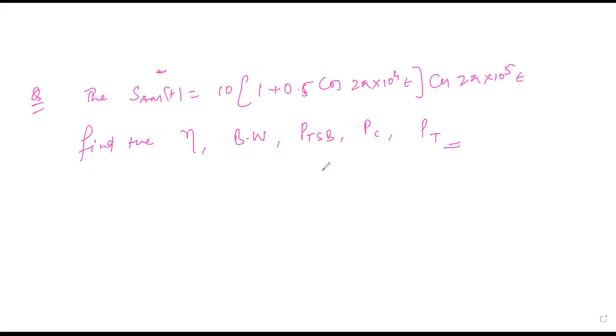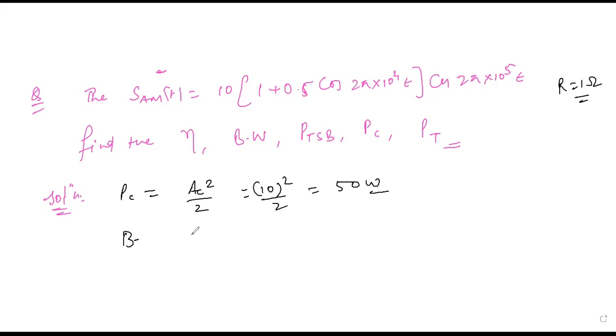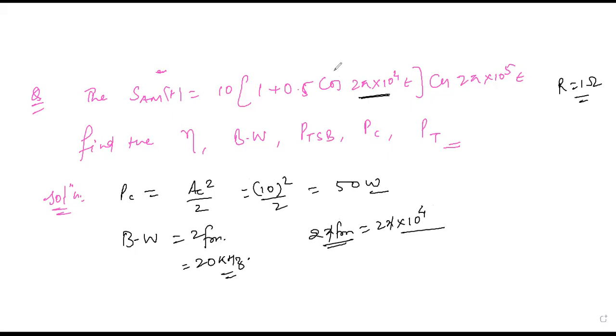Now, what will be the carrier power? PC equal to AC square by 2. Here we assume R equal to 1 ohm. So AC square by 2 is 10 square by 2, which is equal to 50 watt. Bandwidth is twice of FM. So 2 pi FM equal to 2 pi into 10 to the power 4, so twice of FM is 2 into 10 to the power 4. This is 20 kilohertz. So bandwidth is 20 kilohertz.